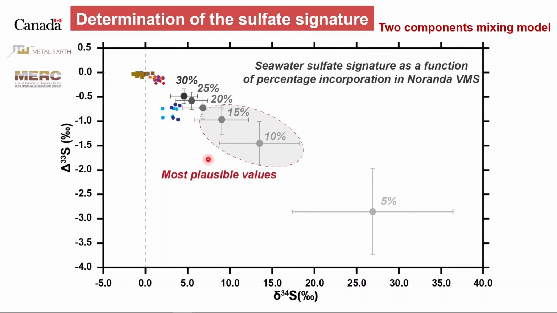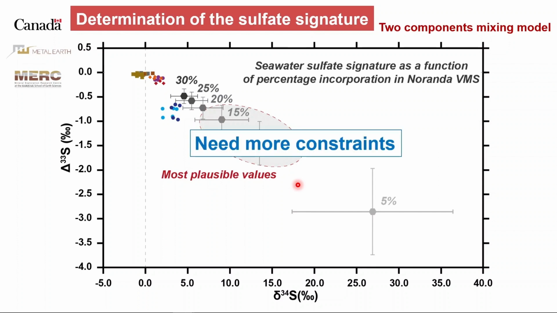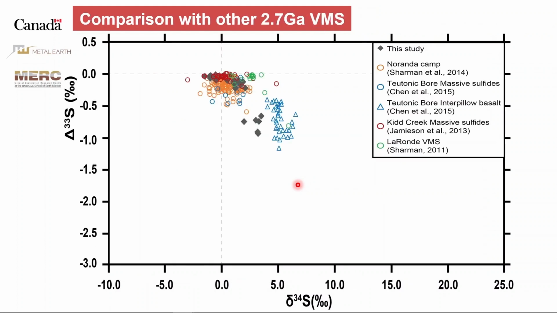So the most plausible values are between 20 and 10% of seawater sulfate incorporation, but we still need a bit more constraint to determine the right value. For that, I compiled different isotopic signatures from other VMS deposits in the world. There are not a lot of multiple sulfur isotope values in the literature, but there are other values on the Noranda camp, on the Kidd Creek VMS, La Ronde as well, and also some values on the Teutonic Bore, a VMS in the Yilgarn craton.